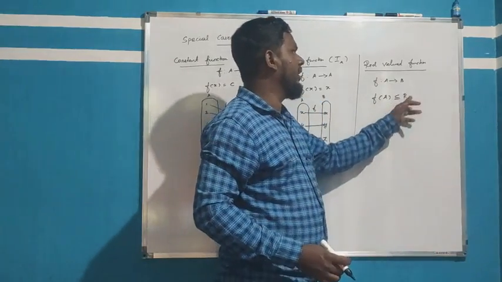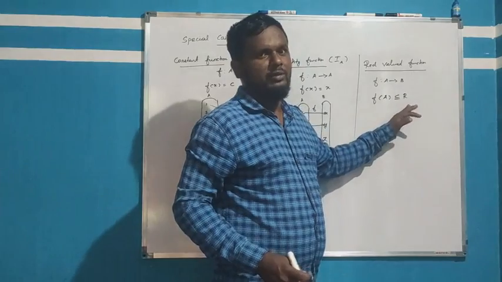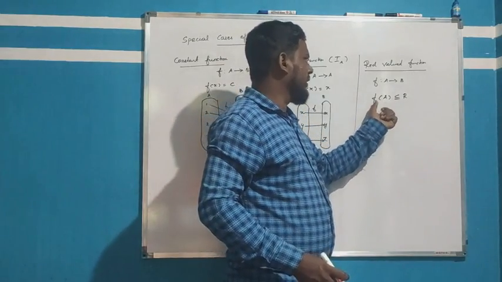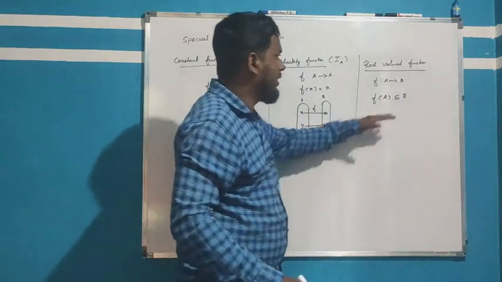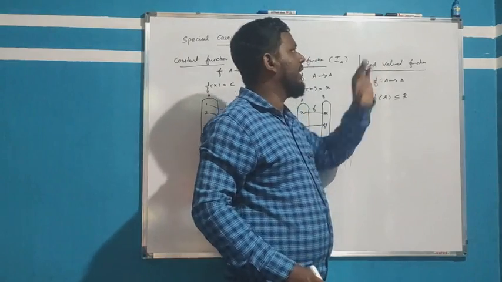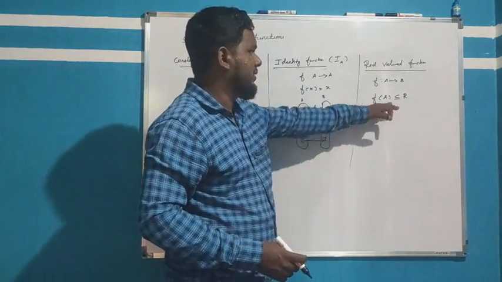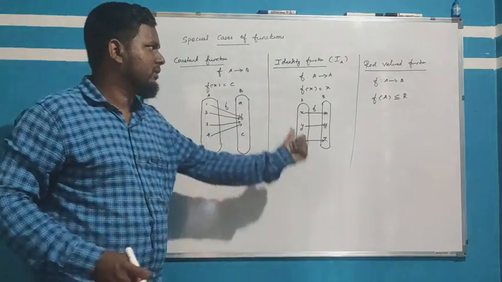R means real numbers. So the range is a subset of real numbers. That means real valued function. f of A is a subset of R. That means real valued function.